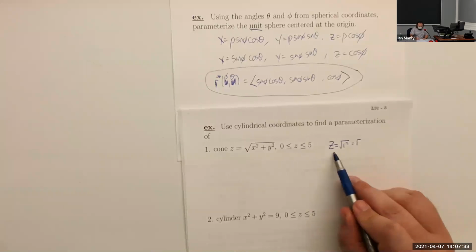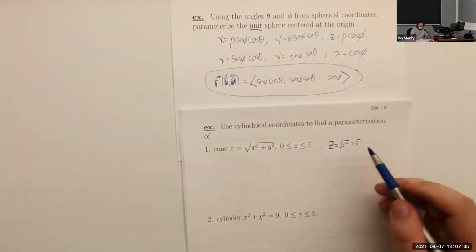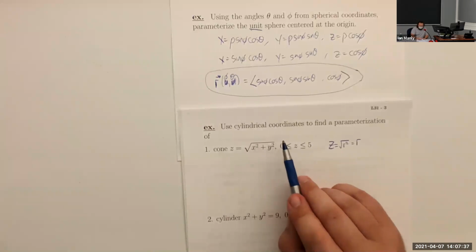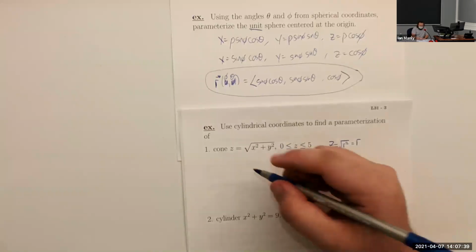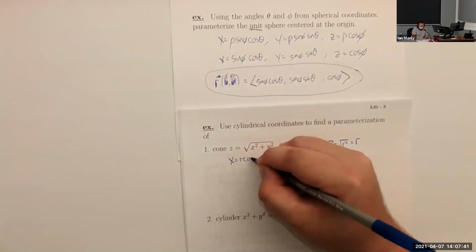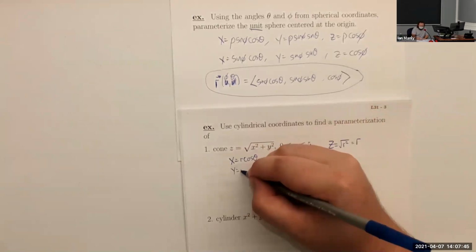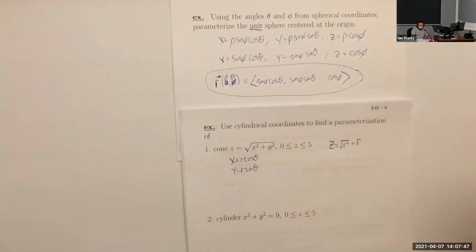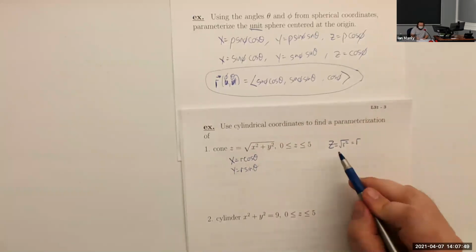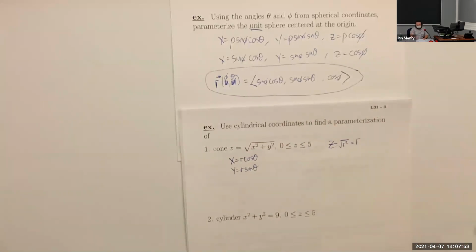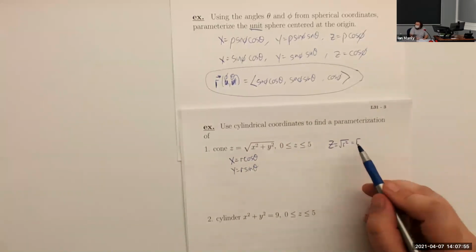So we know z is r. Now in cylindrical coordinates, we know that x is r cosine of theta, and then y will be r sine of theta. Using this equation, we could also write z in terms of r, and technically theta, even though it's not there. We have z equals r right here.